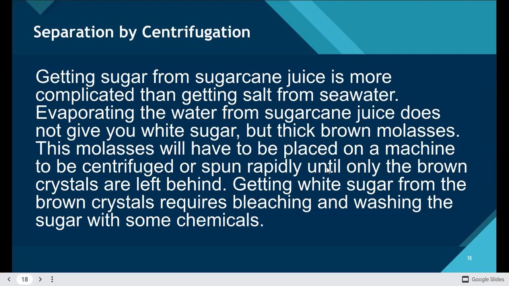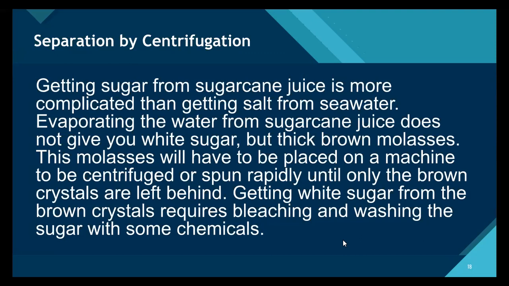But take brown molasses. This molasses will have to be placed in a machine to be centrifuged, or spun rapidly, until brown crystals are left behind. Getting white sugar from the brown crystals requires bleaching and washing the sugar with some chemicals. That's really hard.